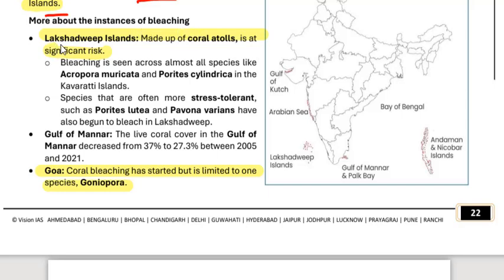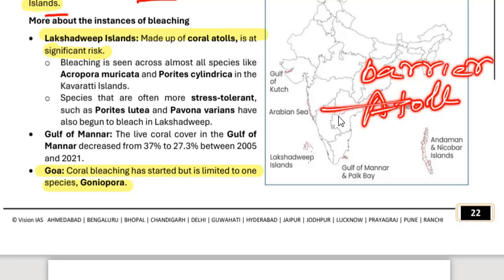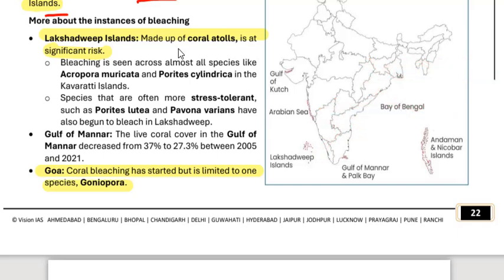First is the Lakshadweep Islands, made up of coral atolls, which are at significant risk. What is an atoll? An atoll is a formation of reef. The first is the fringing reef. Second is the barrier reef. And next is the atoll. Next is the formation of atoll. So here it is talking about the atoll being at significant risk.